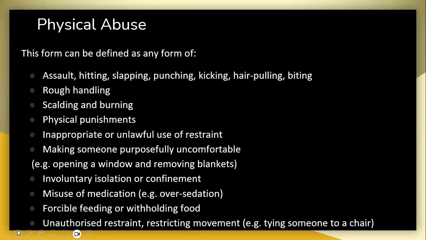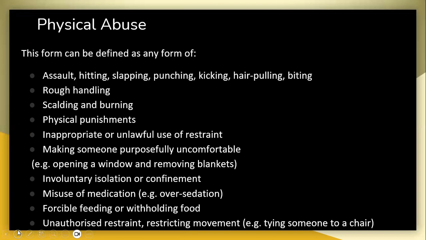Then there is making someone purposefully uncomfortable. Example, opening a window and removing a blanket. Then there is involuntary isolation or confinement. You try to lock someone up, maybe in a bedroom, put them in a box, or put cuffs on them and have them confined in a space where they cannot be free to do whatever they want to do.